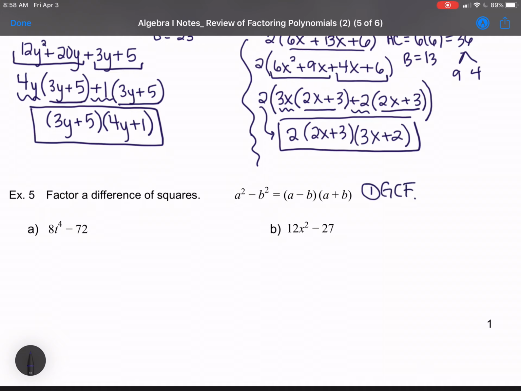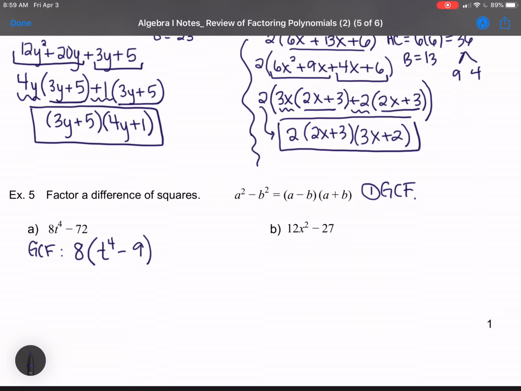So if we look at A, we have 8t to the 4th minus 72. If we try to take the square root of 8, we get a decimal. So this is an example where we have a GCF. And if we look at 8 and 72, we can divide both of those by 8. If we do that, 8t to the 4th divided by 8 is t to the 4th. And 72 divided by 8 is 9.